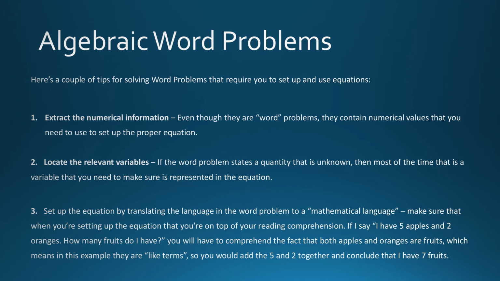Make sure that when you're setting up the equation that you're on top of your reading comprehension. If I say, I have 5 apples and 2 oranges, how many fruits do I have? You will have to comprehend the fact that both apples and oranges are fruits, which means in this example they are like terms. So you would add the 5 and 2 together and conclude that I have 7 fruits.